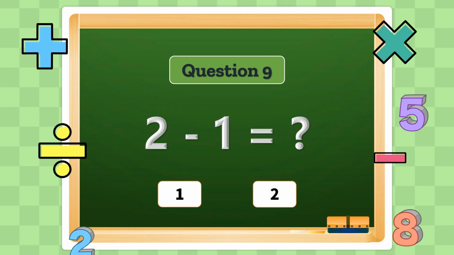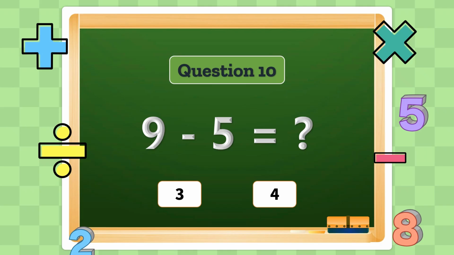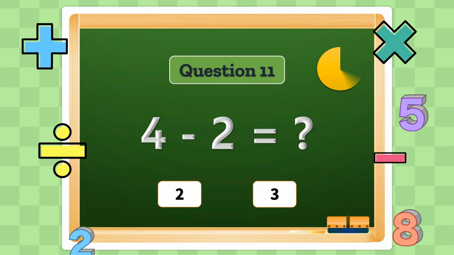What is 2 minus 1? The answer is 1. What is 9 minus 5? The answer is 4. What is 4 minus 2? The answer is 2.